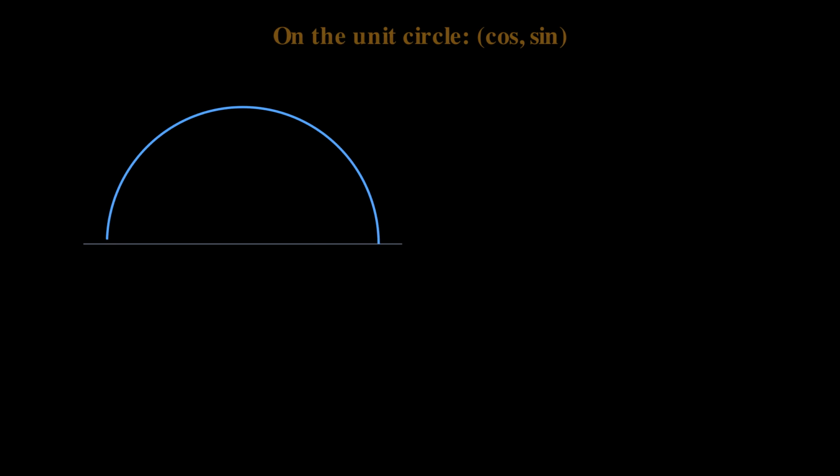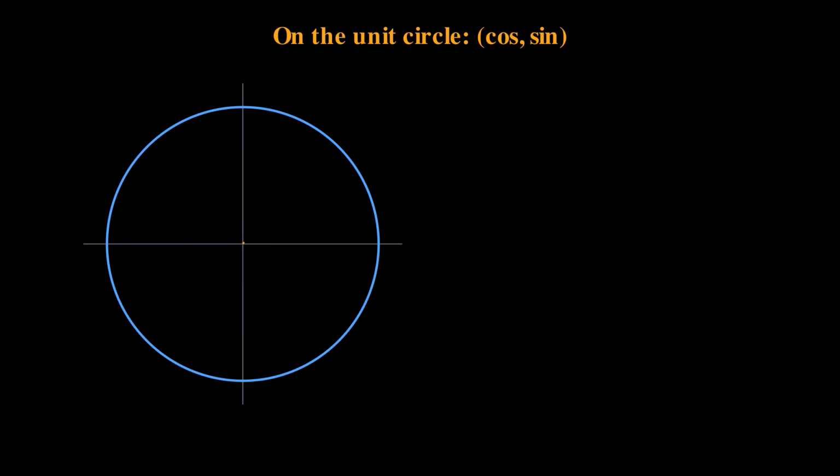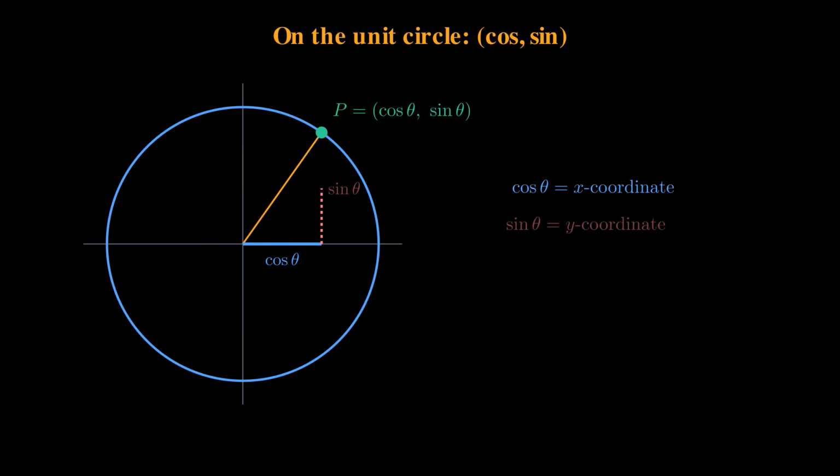Draw a circle of radius 1, centered at the origin, the unit circle. Now take any angle theta, measured from the positive x-axis, and mark the point P where its arm meets the circle. Here is the definition that powers all of trigonometry. The x-coordinate of P is cosine theta, and the y-coordinate is sine theta. That's the leap. Cosine and sine are no longer trapped inside a right triangle. They're simply the coordinates of a point going round a circle.